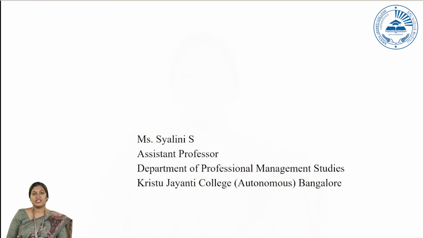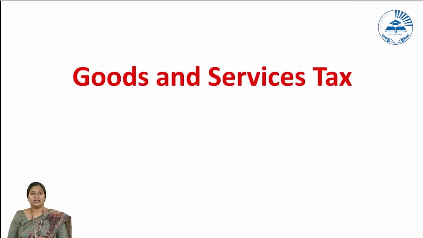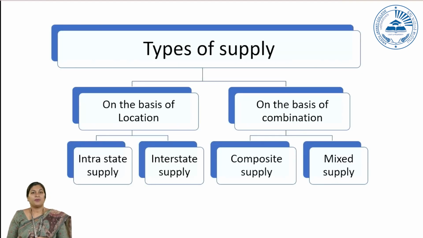Today, we are going to discuss a topic under Goods and Service Tax, that is the types of supply. Supply is a taxable event in the case of GST. So, we classify the supply based on the type, based on the location, and also based on the combination of supply. So we can see the bifurcation of types of supply here. It's on the basis of location and also on the basis of combination.